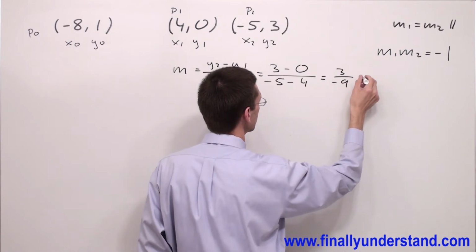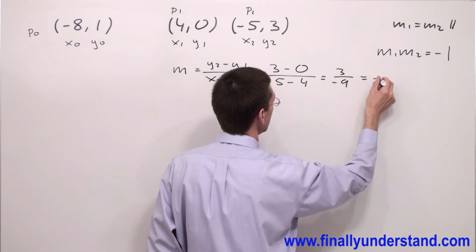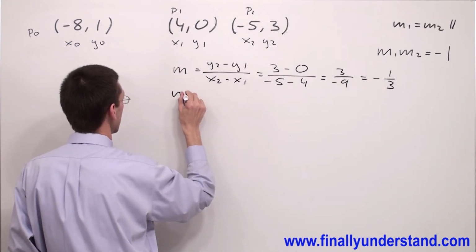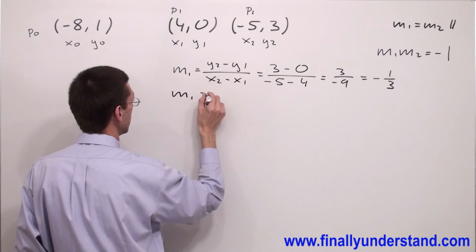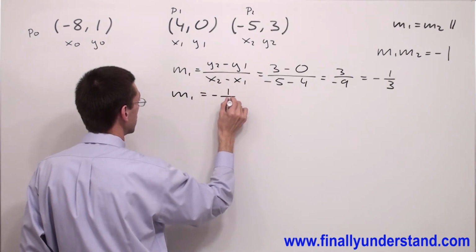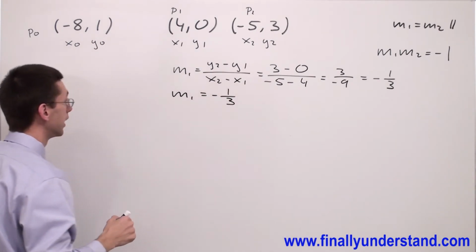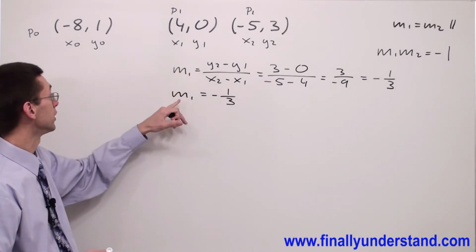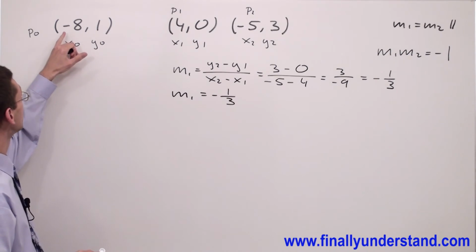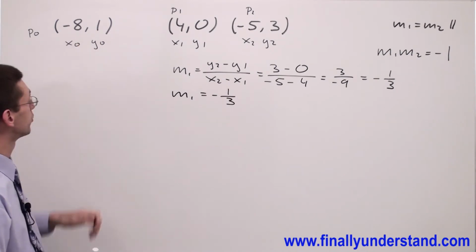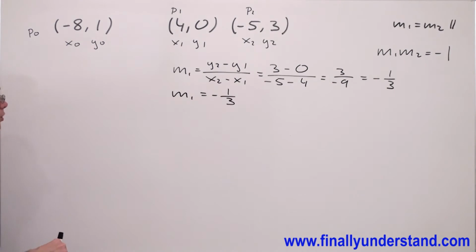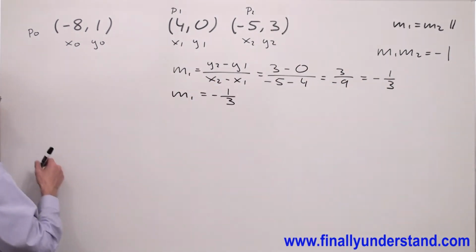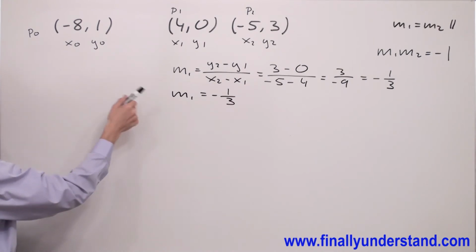If you reduce this fraction, you will have -1/3. So this is my slope m1. Let's call this m1 is equal to -1/3. We said that this line has to be perpendicular to the line which will pass by this point. So we're supposed to use this formula in order to find the slope of the line which is going to be perpendicular to this one.